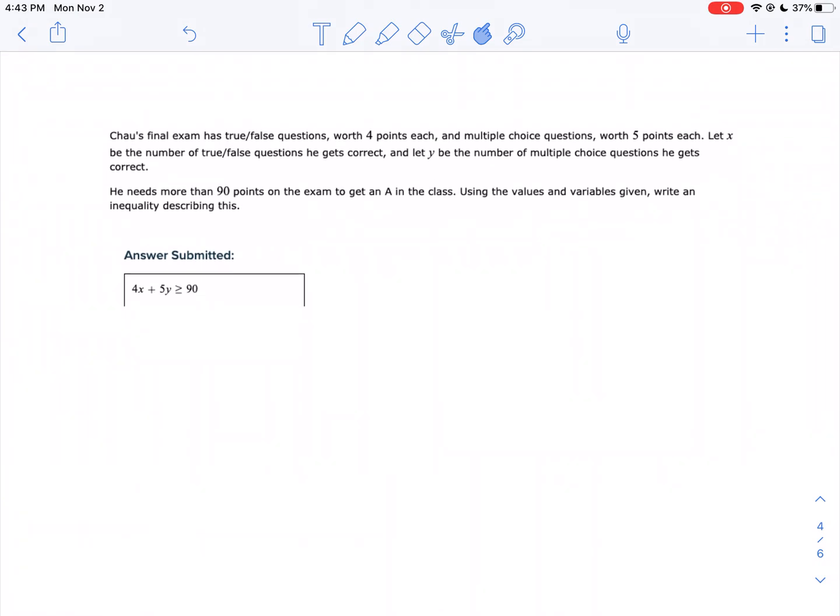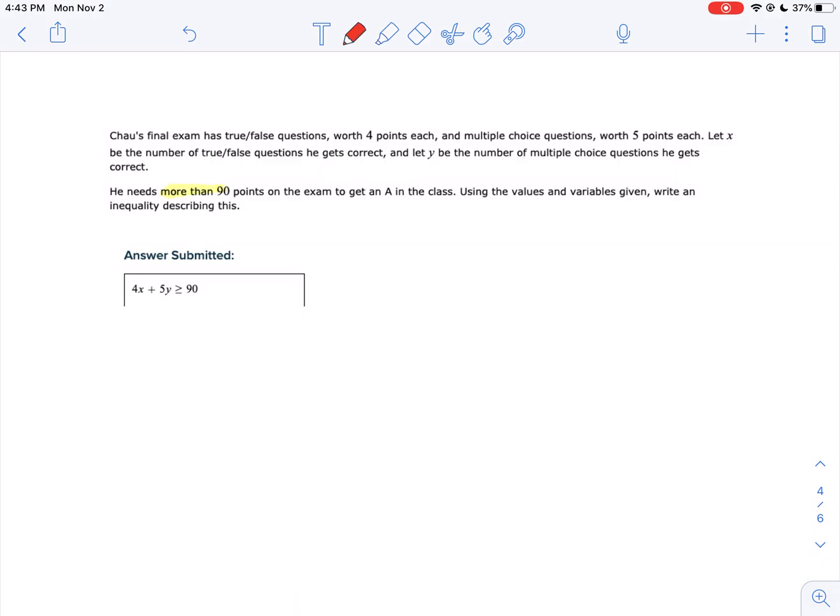This question, you're really close on. It says, a child's final exam has true-false questions worth 4 points each and multiple choice questions worth 5 points each. Let X be the number of true and false questions he gets correct, and let Y be the number of multiple choice questions he gets correct. He needs more than 90 points. That was the mistake.